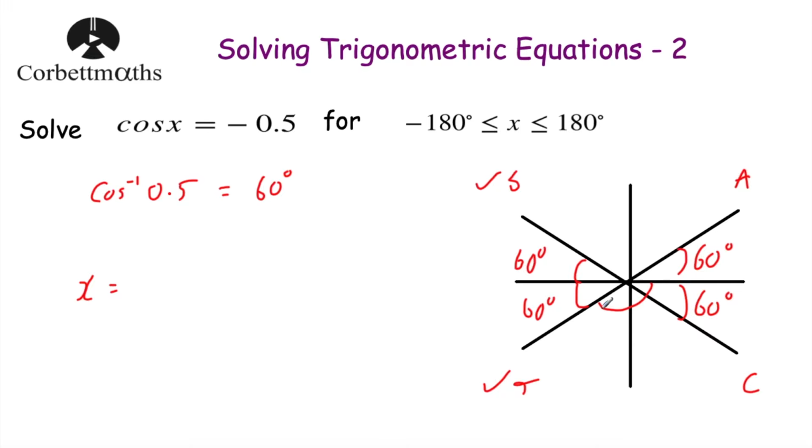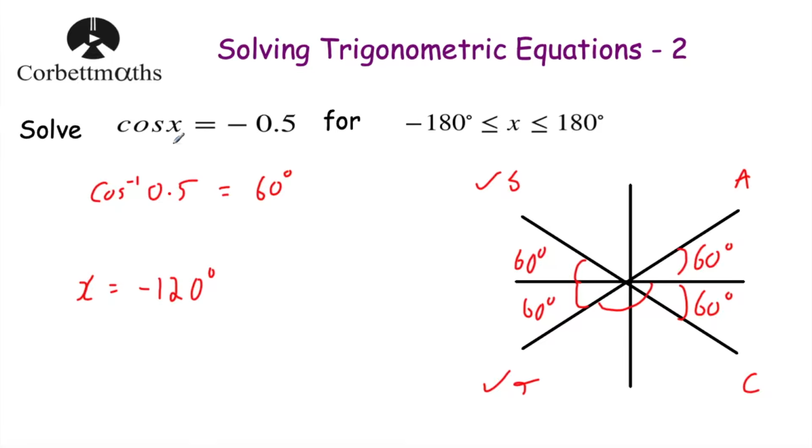Now that angle would be 120 degrees, because if that's 60, that's 120. But remember we're going around from 0 in the clockwise direction, so that's going to be a negative angle. So our first solution would be negative 120 degrees. We get round to negative 180 and then we stop here. So there are all our negative solutions going around from 0 to negative 180 degrees, and there's that one solution, negative 120 degrees.